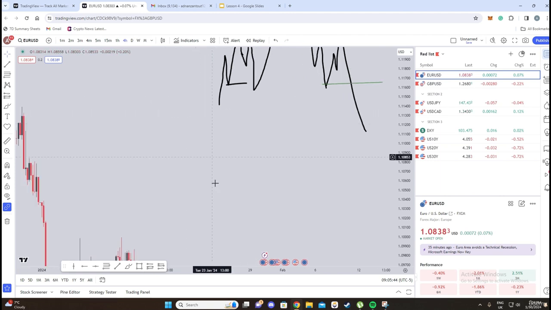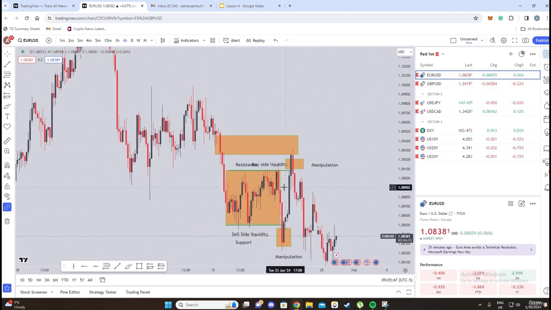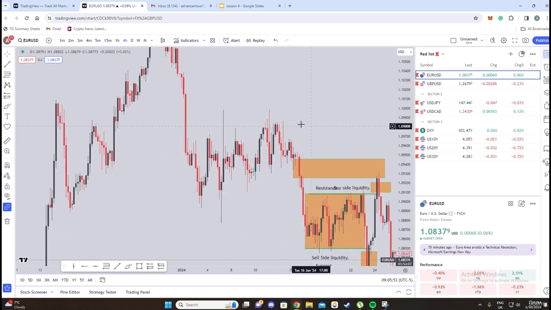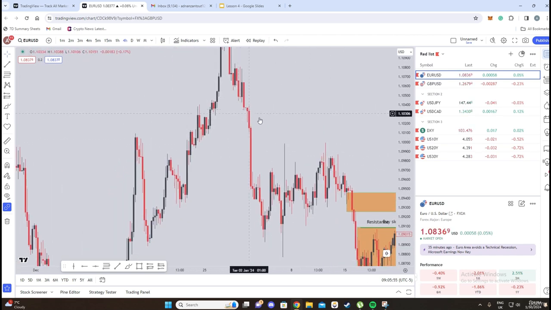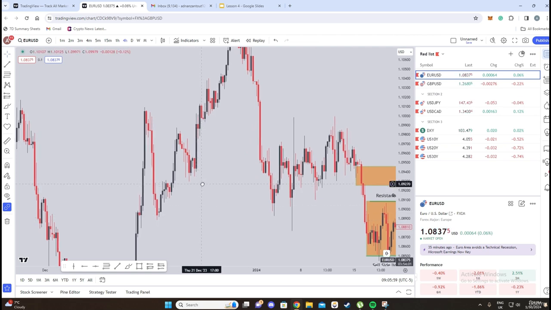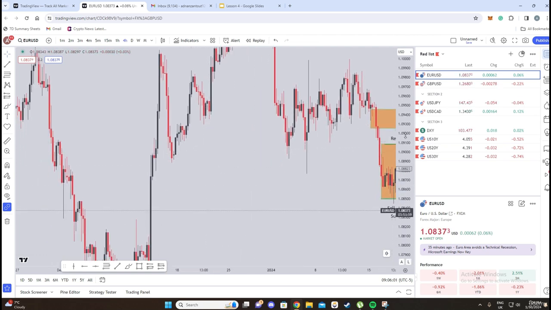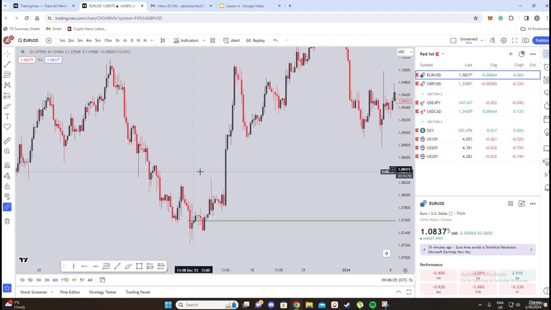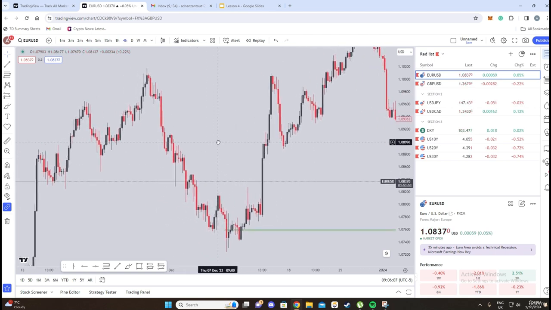So let me show you the manipulation on a different example. So now I hope you understand how manipulation works in consolidation. Let me show you an easier example when the market is not precisely consolidating, but rather just in a trend. Yeah, here would be an example. A beautiful one, actually.